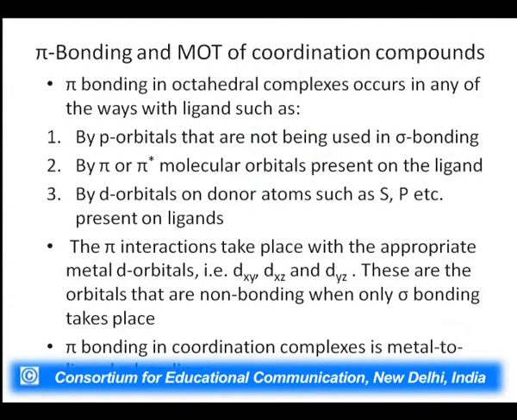Now, pi interaction takes place with the appropriate d orbitals like dxy, dyz, dxz. This you need to remember. You cannot have a situation for octahedral complexes where dz square or dx square minus y square undergo a pi interaction with the ligand orbitals. They will always form a non-bonding situation. So, pi bonding is to be considered.